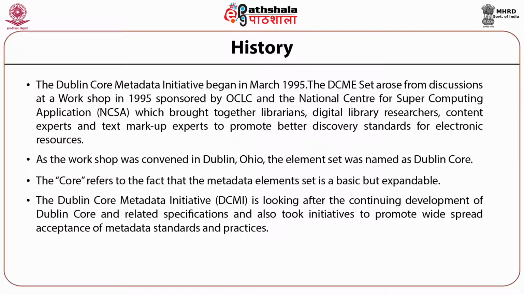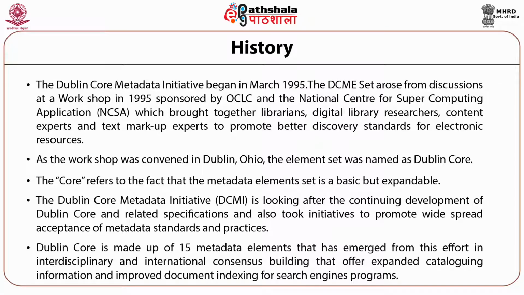Then what is Dublin Core made up of? As I have told you, ISBD consists of 8 areas of description. Dublin Core is made up of 15 metadata elements, which emerged from an effort in interdisciplinary and international consensus building that offers expanded cataloging information and improved document indexing for search engine programs. So, these 15 elements were formulated with a consensus effort.